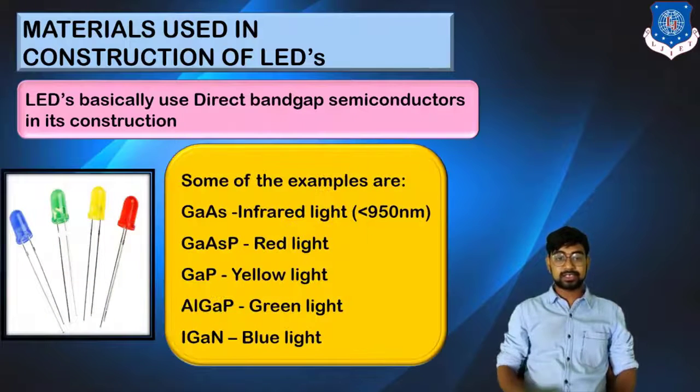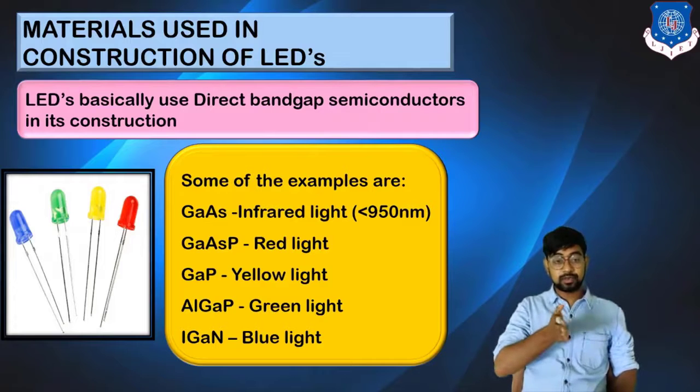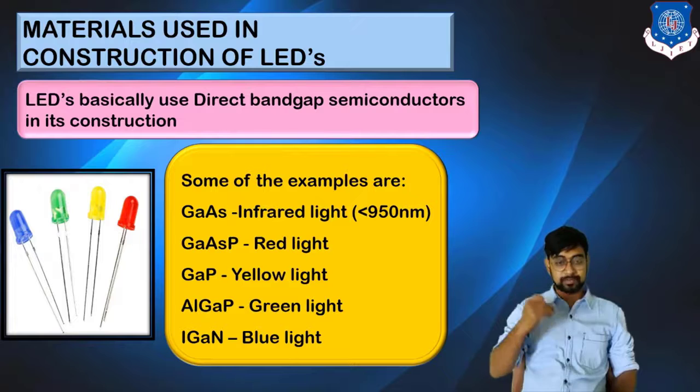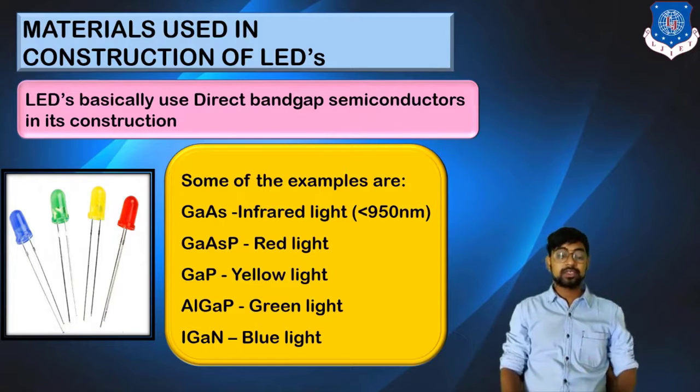Some examples of materials that are used are gallium arsenide, which is used for infrared, then gallium phosphide and aluminum gallium phosphide, which give green light. Similarly, different combinations of materials can be used, and you get different types of light from them.